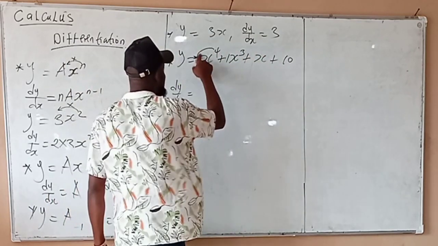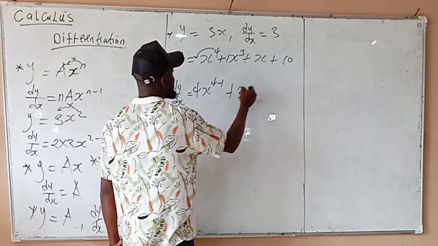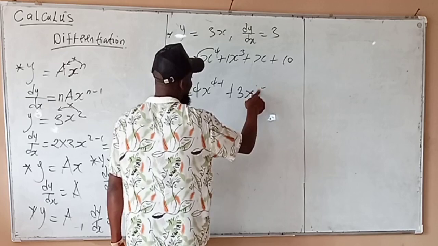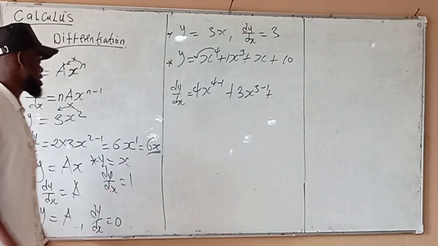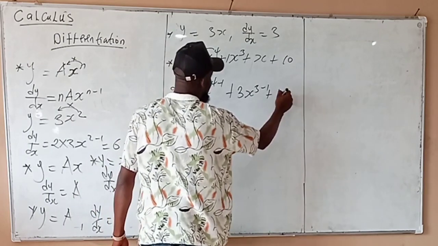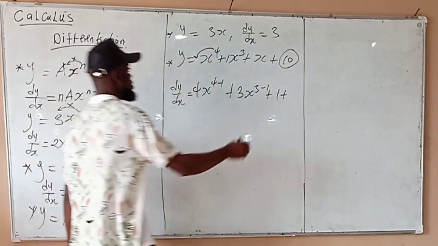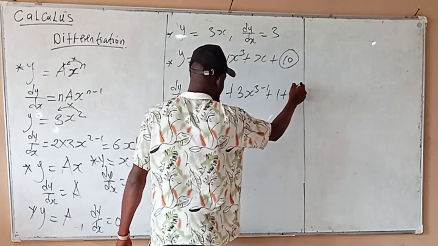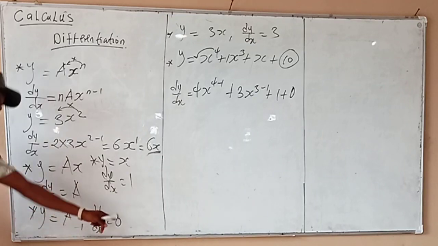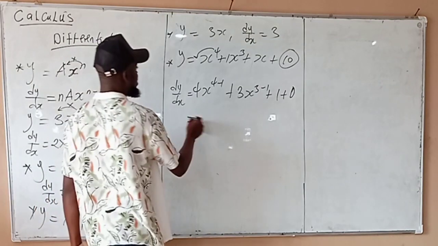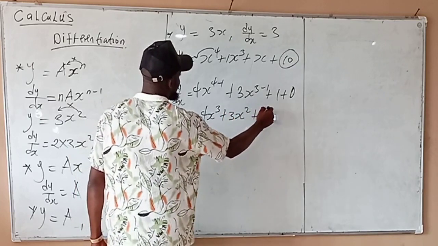So this is going to give us 4 times x to the power 4 minus 1, plus 3 times x to the power 3 minus 1, plus differentiating x with respect to x, that's plus 1. The constant 10 will give us 0. Remember, we're saying something that doesn't have x, with respect to x, will have 0. So at the end of the day, we will have 4x cubed plus 3x squared plus 1.